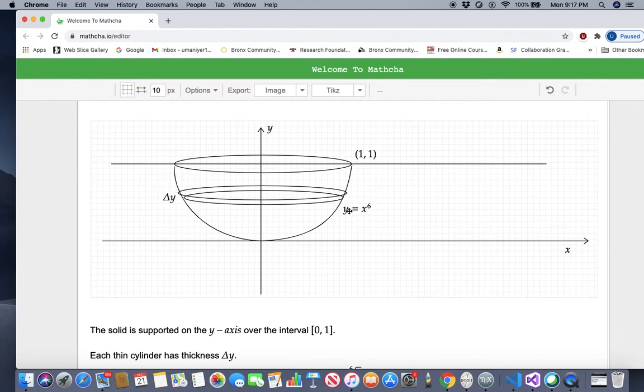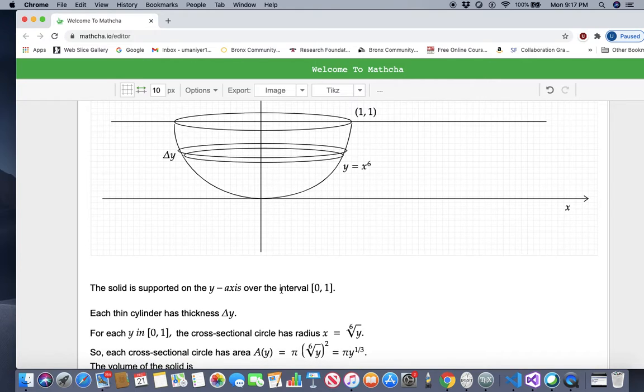When y is 1, because y is x to the power 6, x is also 1. So that point is (1, 1), and that's your upper limit, right? So y equals 0 until y equals 1. Each slice has thickness delta y. For each y here from 0 to 1, the cross section is a circle with some radius.